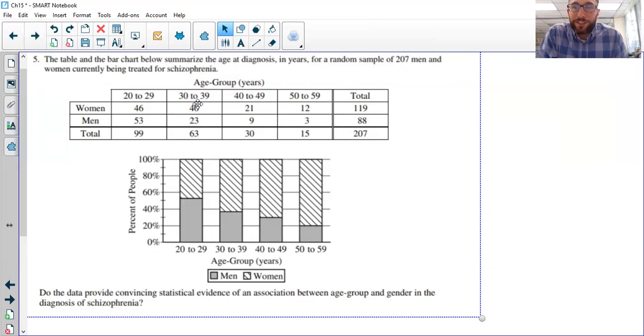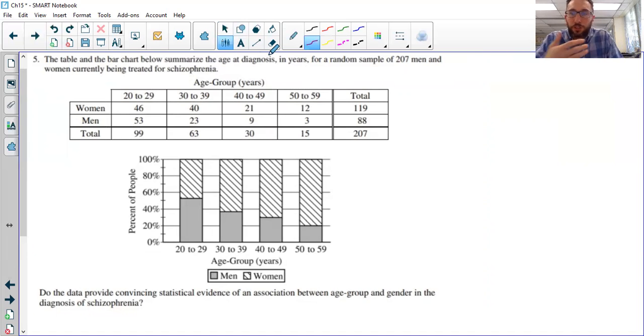A chi-squared test for independence is a little better because it's not going to focus on just one specific kind of cell, as you'll see in a second. So here it's a little more open, right? We got to narrow down what we should use, like in 2019 Part B. So we've got some data here looking at a random sample of 207 men being treated for schizophrenia. We have the age and gender when they were diagnosed with schizophrenia. A lot of options here.